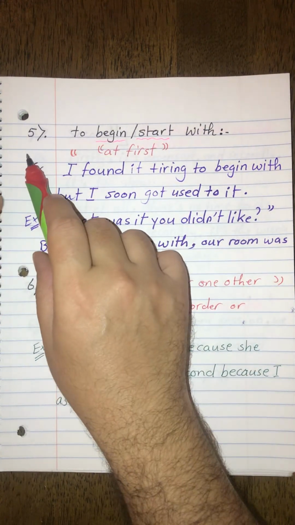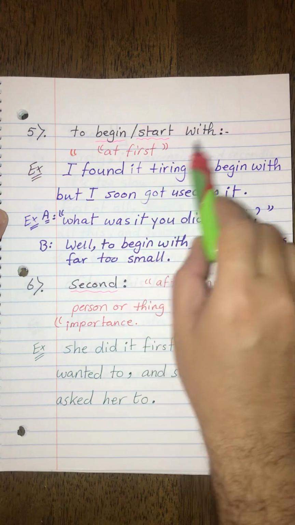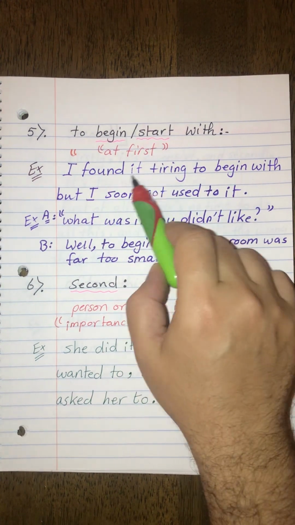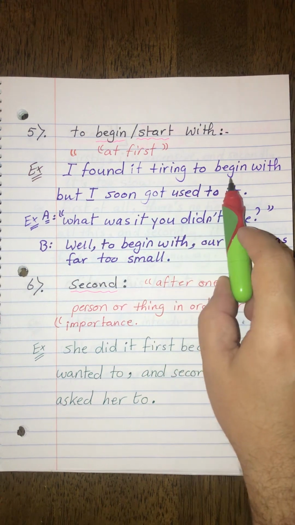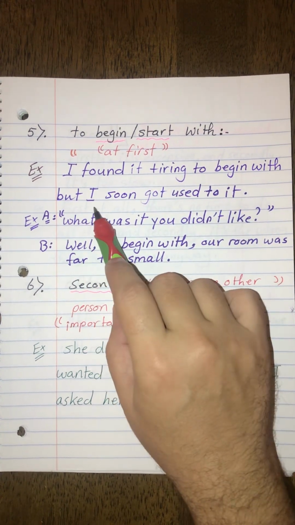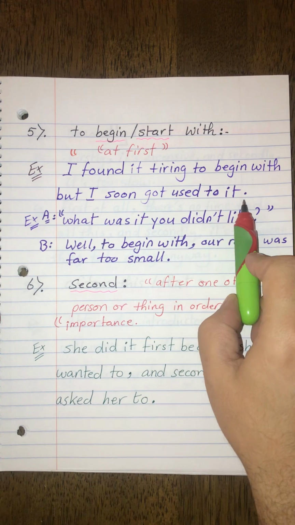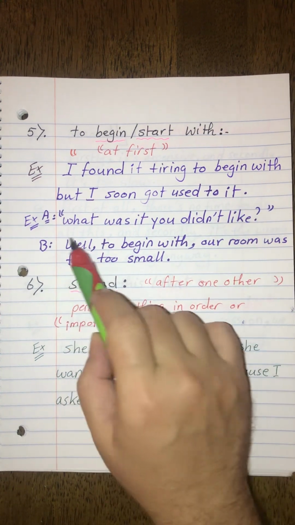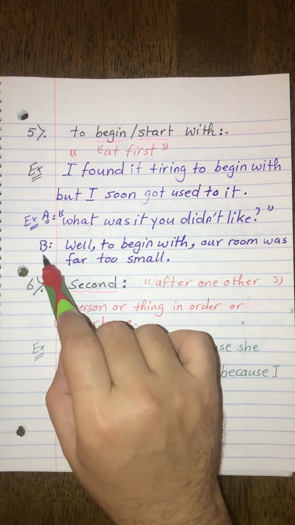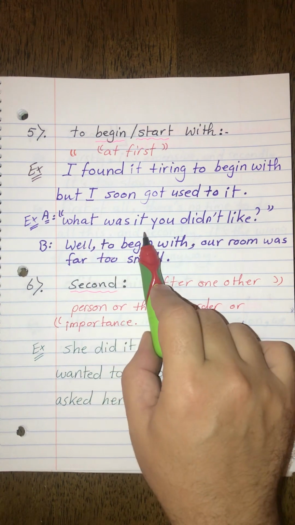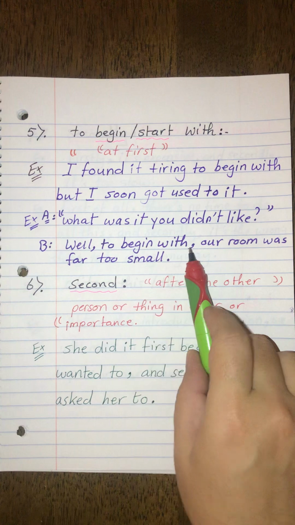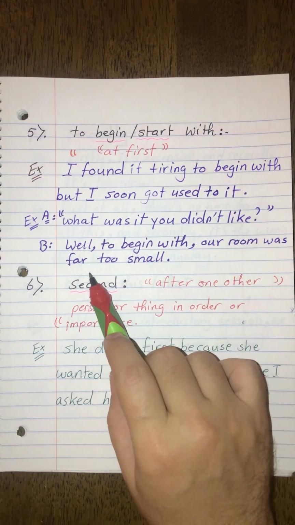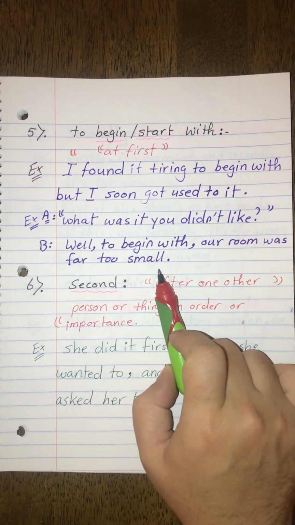Number 5, to begin or start with. At first, I found it tiring to begin with, but I soon got used to it. Another example, we have a dialogue here, A and B. What was it you didn't like? Well, to begin with, our room was far too small.